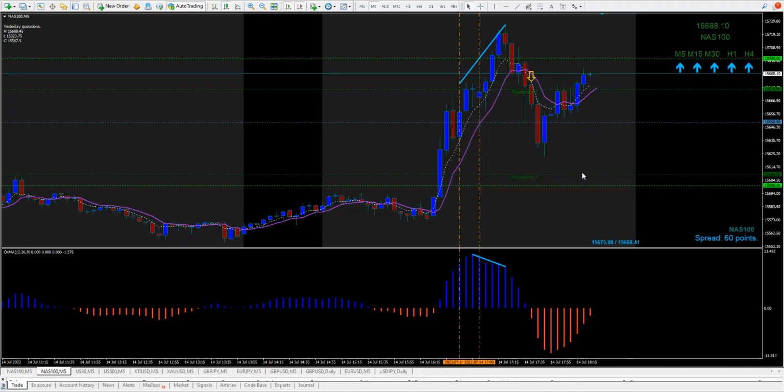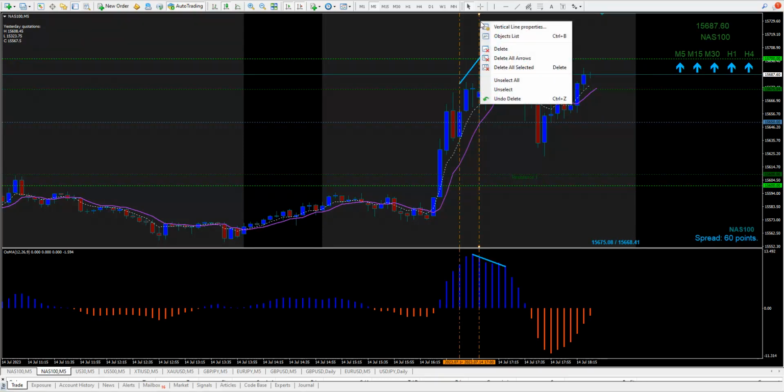Right now, actually about 5 minutes ago, I had to step away from the computer for a little bit. There was a setup. Let me get rid of these lines here.